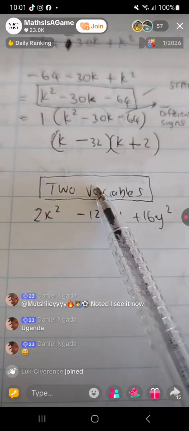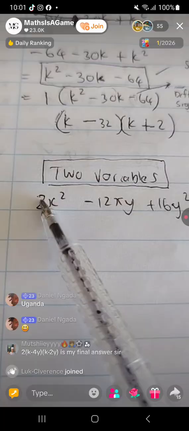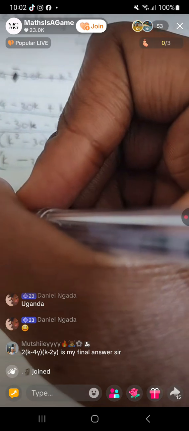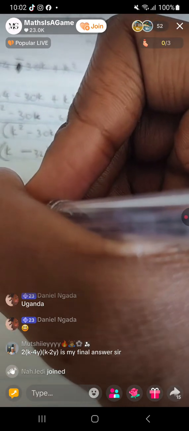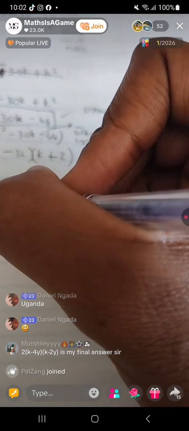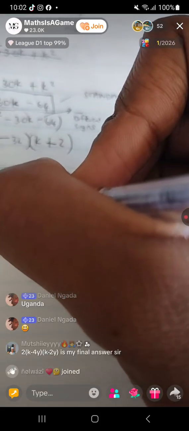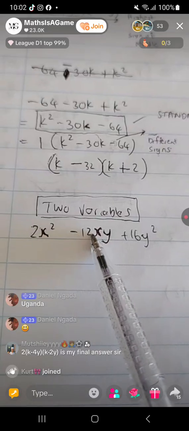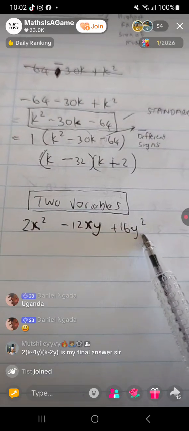Okay, so like I said, we have two variables here. So if we look at this one now, sorry guys, just so that I can clarify the letters. This is xy. So it's 2x squared minus 12xy plus 16y squared.